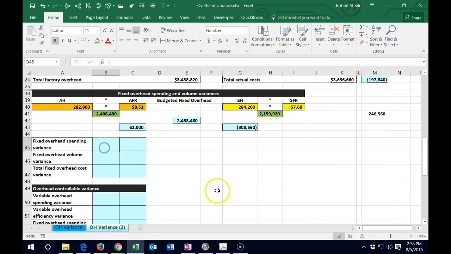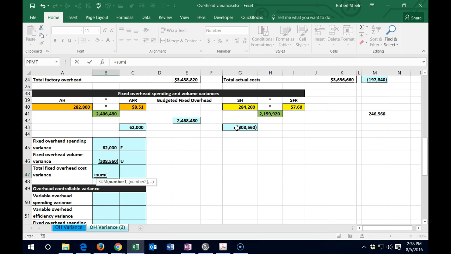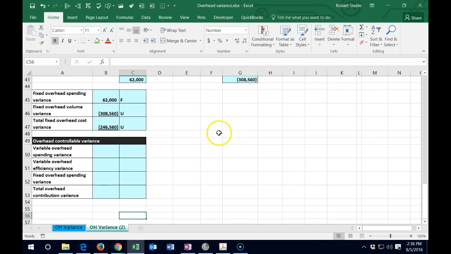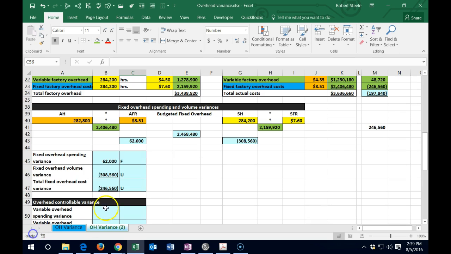And then we're going to move down here and say the fixed overhead spending variance is going to equal the 62,000, and that's favorable. We're going to say the fixed overhead volume variance is going to equal the 308,560. That is unfavorable. And then we're going to sum that up, and we're going to have a total unfavorable here. Okay, so if we sum up the overhead variances, just to point this out, this adds up to this number here, this total difference there.